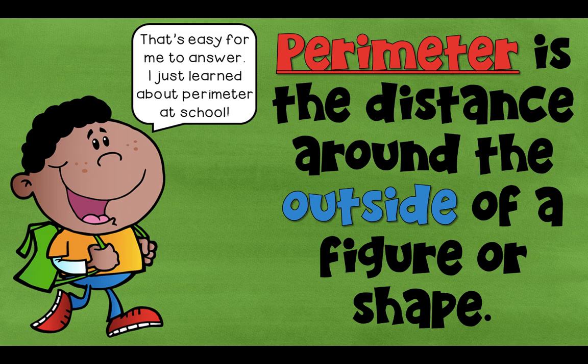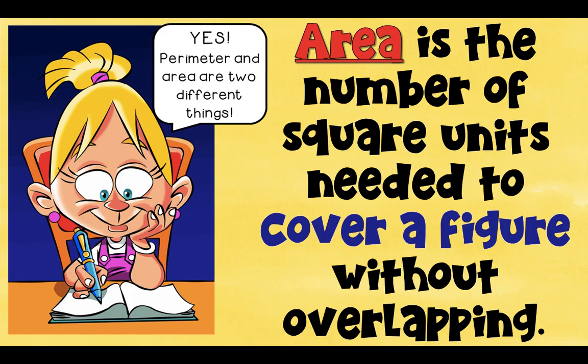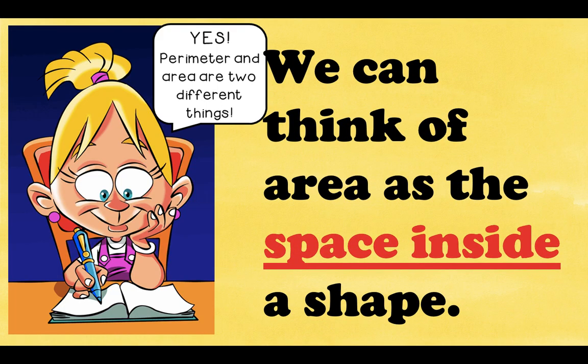We have been learning about perimeter, and we know the perimeter is the distance around the outside of a shape. But today we're going to be learning about area. Area and perimeter are two different things. Area is the number of square units needed to cover a figure without overlapping. In other words, we can think of area as the space inside a shape.